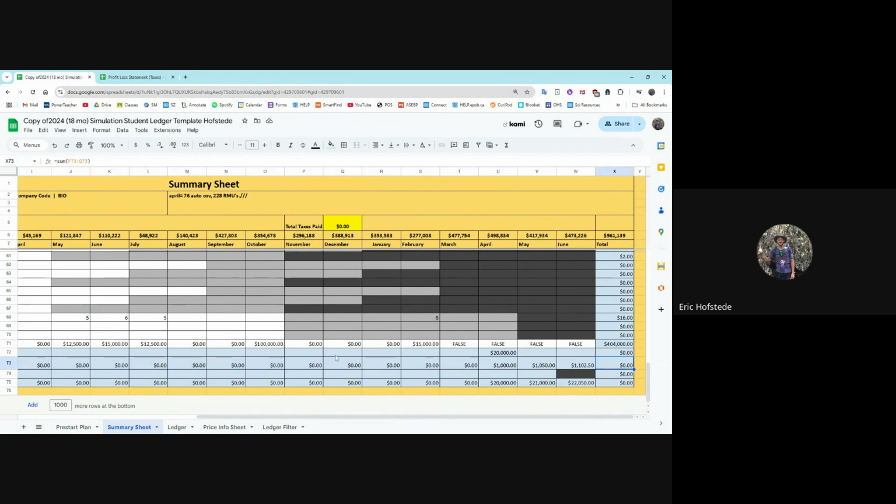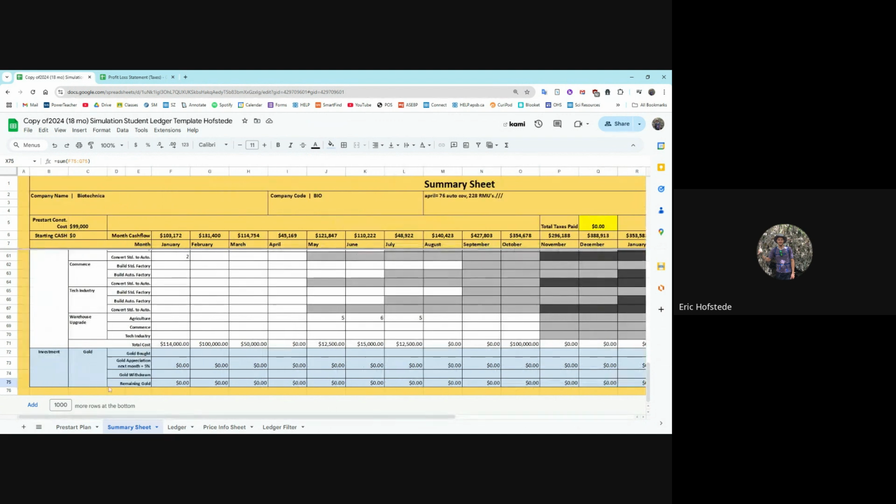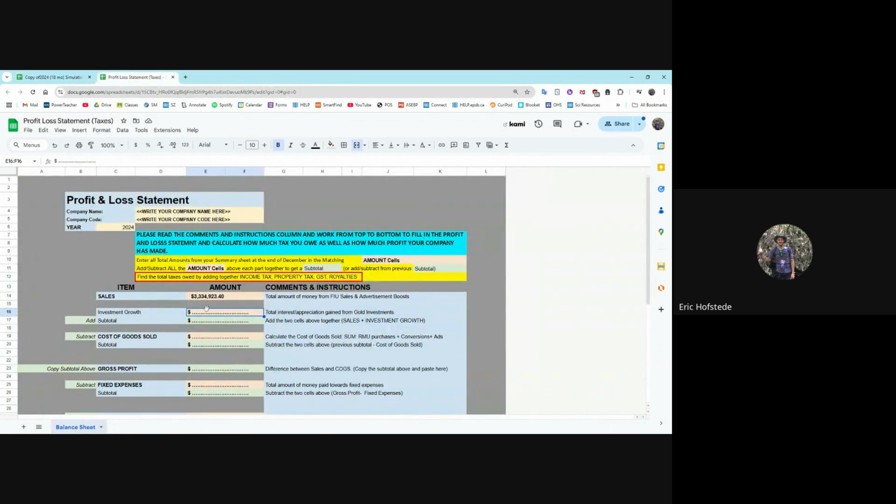If I had some, I wouldn't include the total amount of gold or either of these, gold bought or remaining gold. The only part I need to add in is the middle row here, gold appreciation 5%. So for me, that's going to be 0. Then I get my first subtotal.